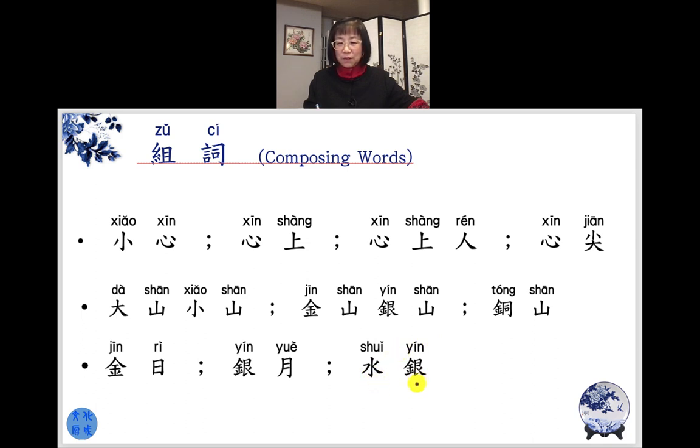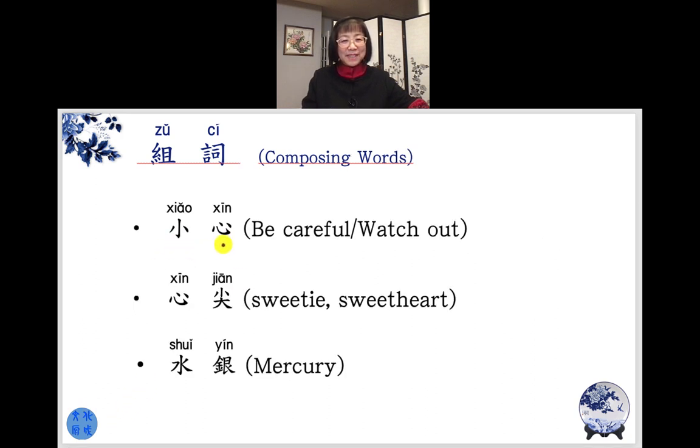Water silver? Silver water? What does it mean? Here you go. 小心 is not small heart. It means be careful or watch out. 心尖, you put somebody on the tip of your heart, means sweetie or sweetheart. Like Jack and Tyrus, you can say you are the 心尖 of your mommy and daddy or your grandparents. 水银, silver water, that's mercury.